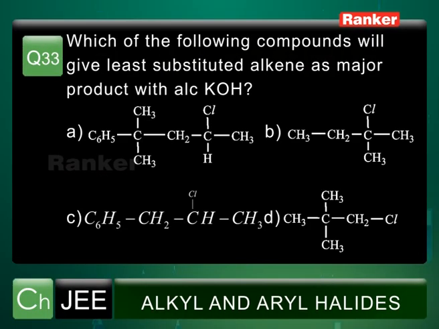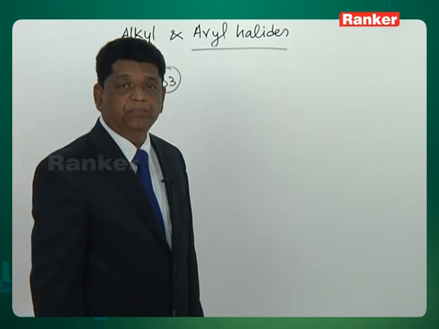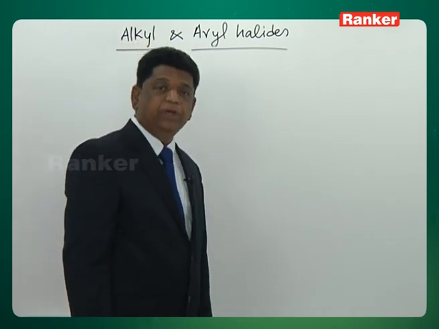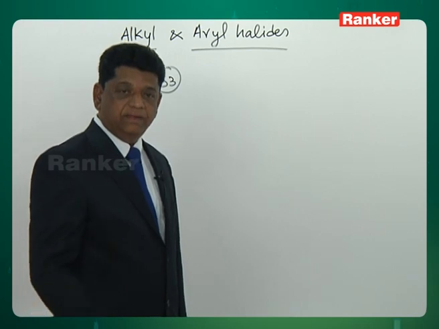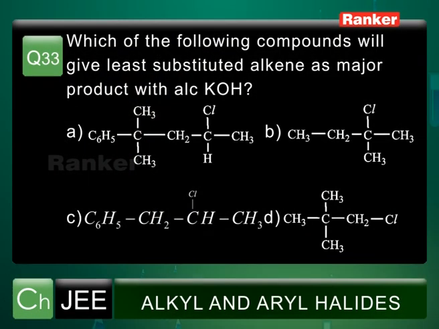Question 33. Which of the following compounds will give the least substituted alkene as major product with alcoholic KOH? Actually, in the Saytzeff rule, the alkene with more substitution will be preferable. The least substituted means it is anti-Saytzeff. So which of the following compounds prefers the anti-Saytzeff rule is the question here. Here option 1 is a halogen where we have alpha, beta, gamma. On the gamma carbon we have 4 alkyl groups.